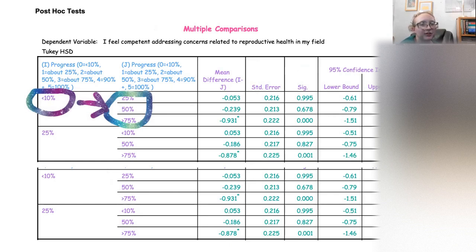And so what I'm circling on the top row is saying, okay, for the 10% category, is it significantly different than 25, than 50, than 75? And then you go over and you see that 10% wasn't significantly different from 25 or 50, but it was significantly different than 75. You would go through and do that for each category to see where there were any differences. You can see below, it's the same thing for 25 versus 75 is different.